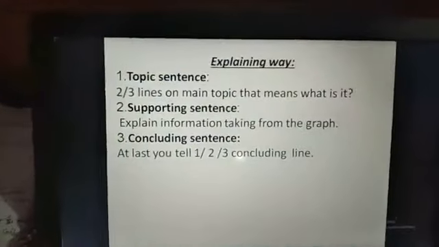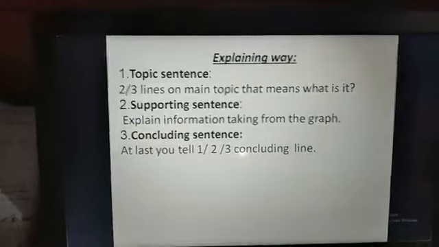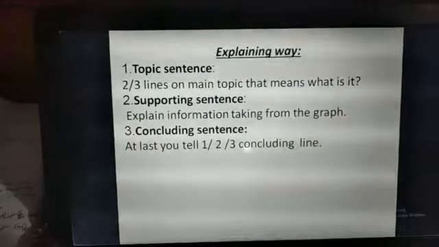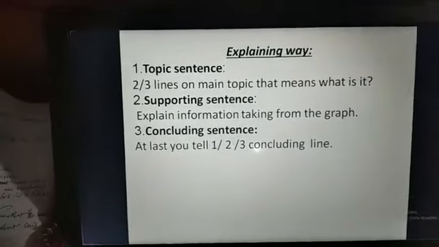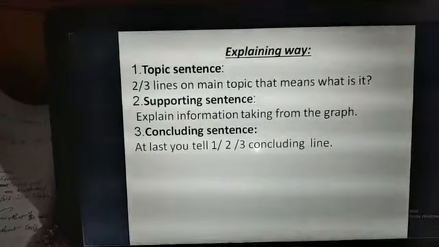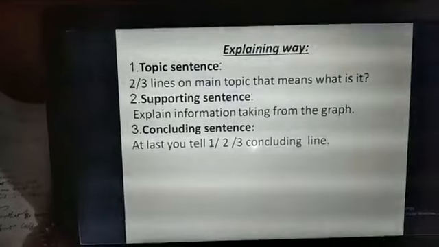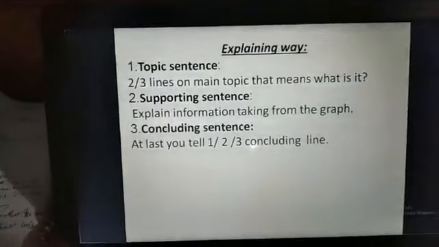After that, when we explain a graph and chart, we must be careful about this topic. Number 1 is the topic sentence. Number 2 is the supporting idea. Number 3 is the concluding sentence.